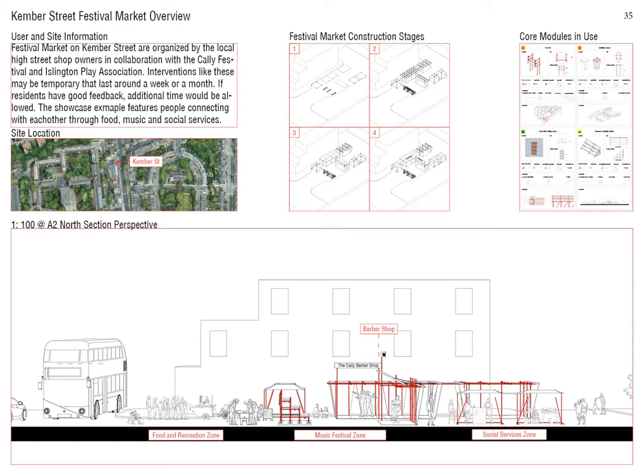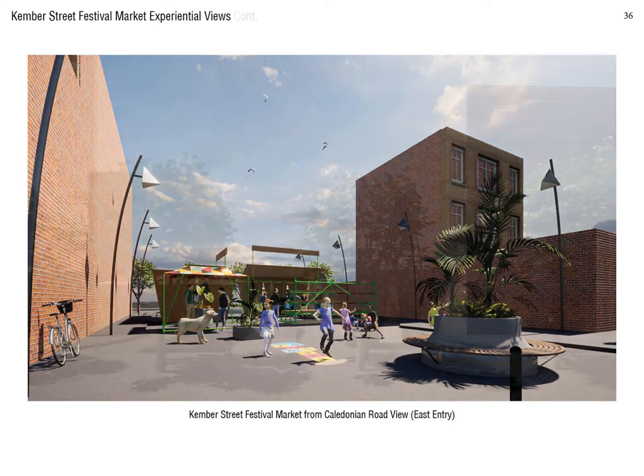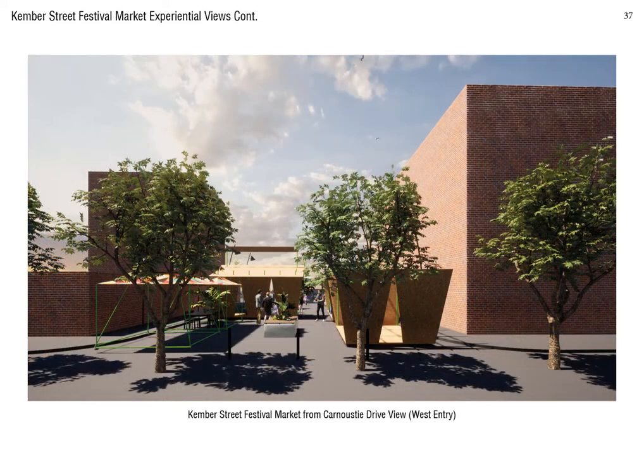Interventions like these may be temporary, lasting around a week or a month. If residents have good feedback, additional time would be allowed. The showcase example features people connecting with each other through food, music, and social services. This page also shows the construction stages of the festival market, core module in use, and the section perspective drawing shows general space layout. Again, here are some street level experiential views.